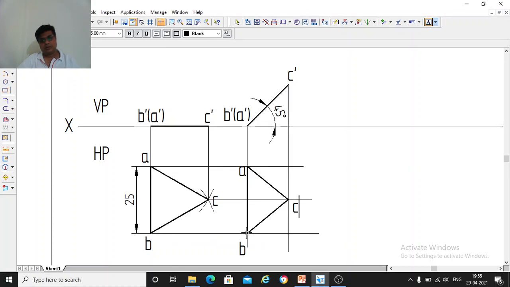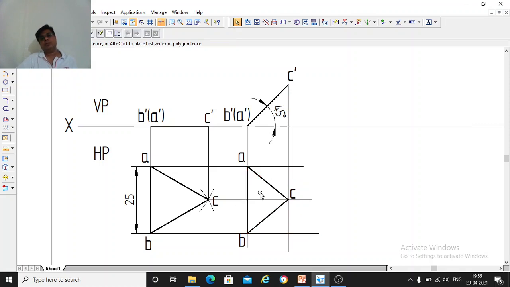You cannot write A or C. This corner you have taken as C, so this will be C only. You cannot write A or B. So that corners you have to maintain. You have to maintain those corner names, otherwise your drawing will be wrong. So just write it neatly so that it can be seen neatly.